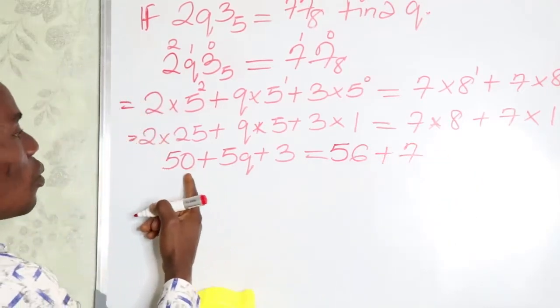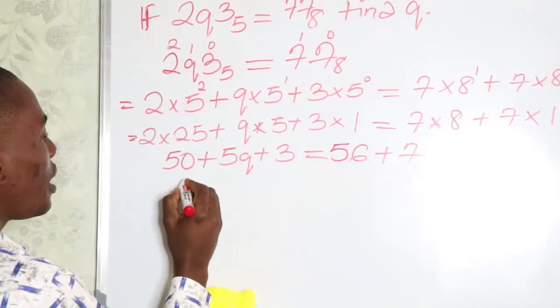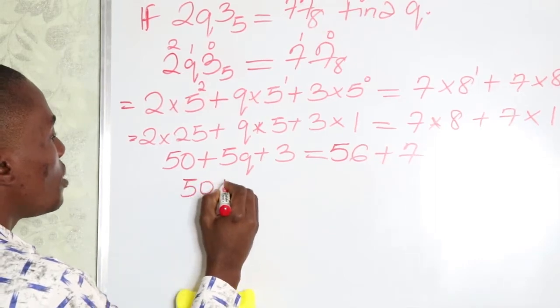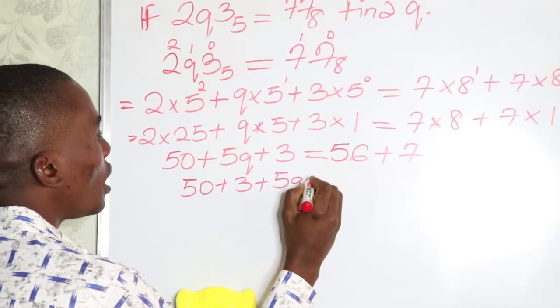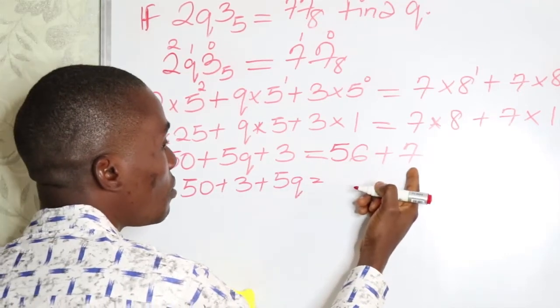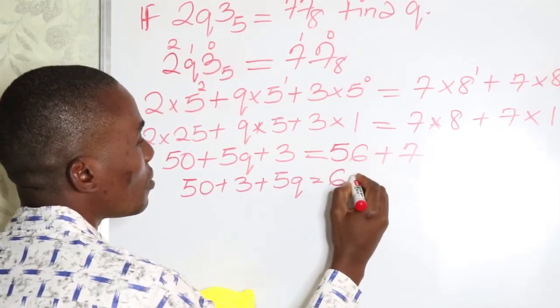Simplifying further, we'll have to look at collecting the like terms. So this will give you 50 plus 3 plus 5q equal to 56 plus 8, which will give us 64.